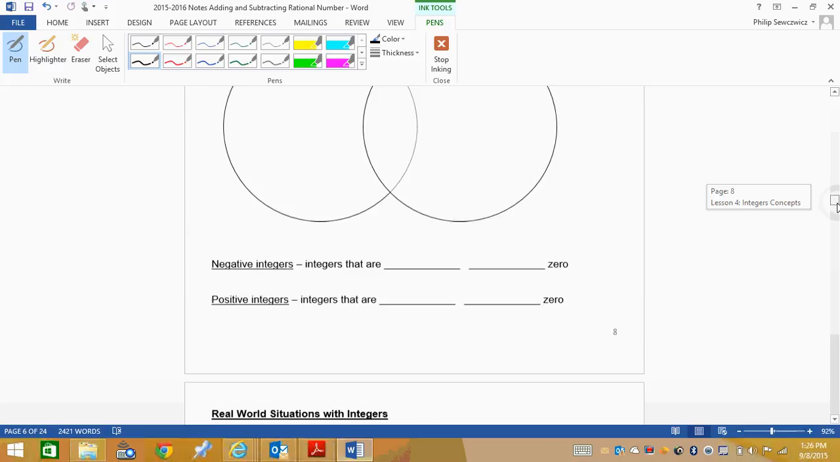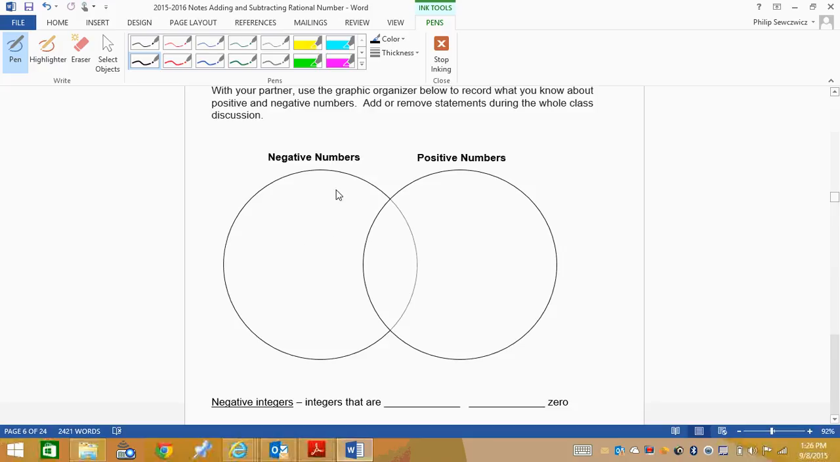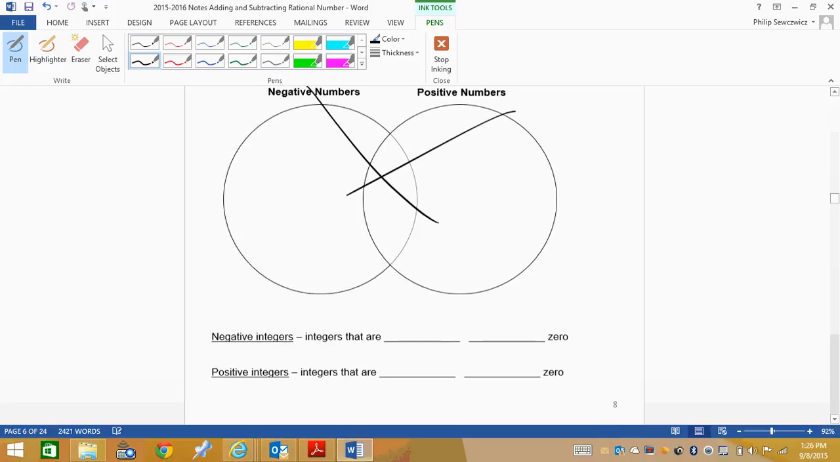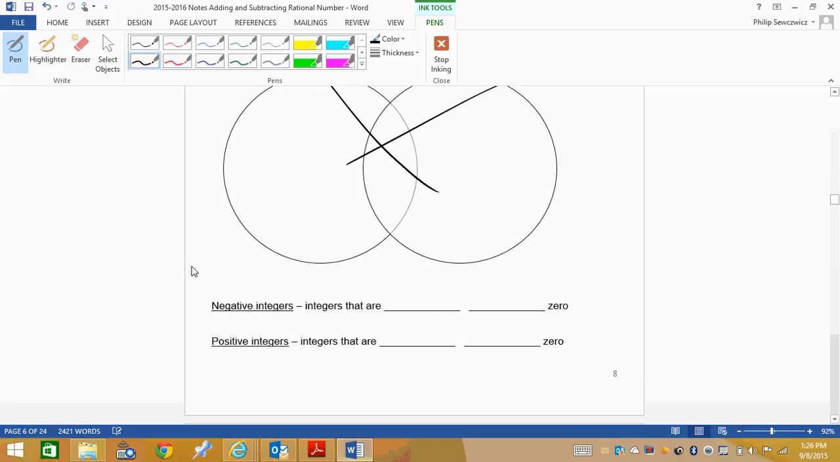So let's see what we got here. We can hold off on the activity with your friends there. We can just skip right down and move down to what we got here. The main thing here is negative numbers. Negative numbers are integers that are, what do you think here? They are less than 0. Positive integers are, work on your opposites here. They are greater than 0.